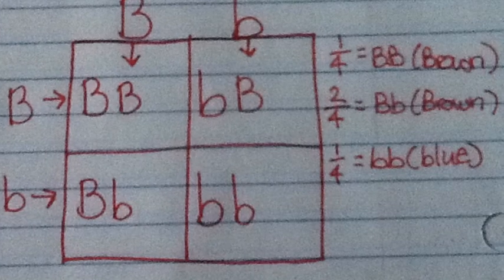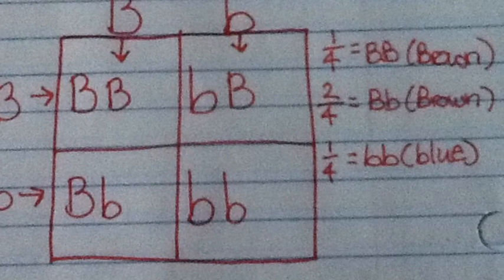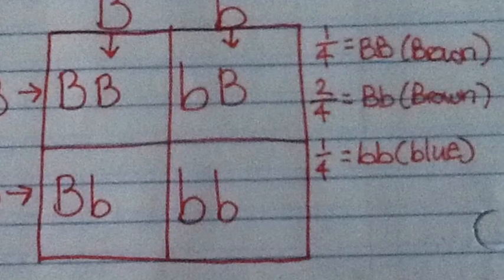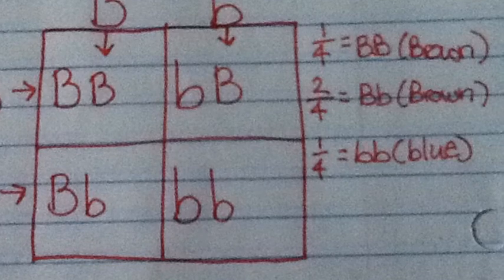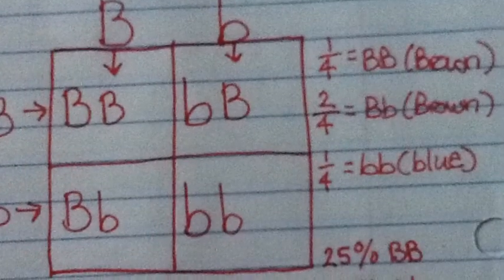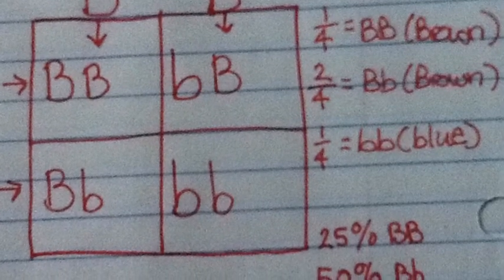You have 1 out of 4 will be capital B, 2 out of 4 will be capital B, lowercase b. The order of the 2 letters doesn't make a difference in this case. And then 1 out of 4 will be lowercase b. So now we have totally different outcomes because our parents changed.